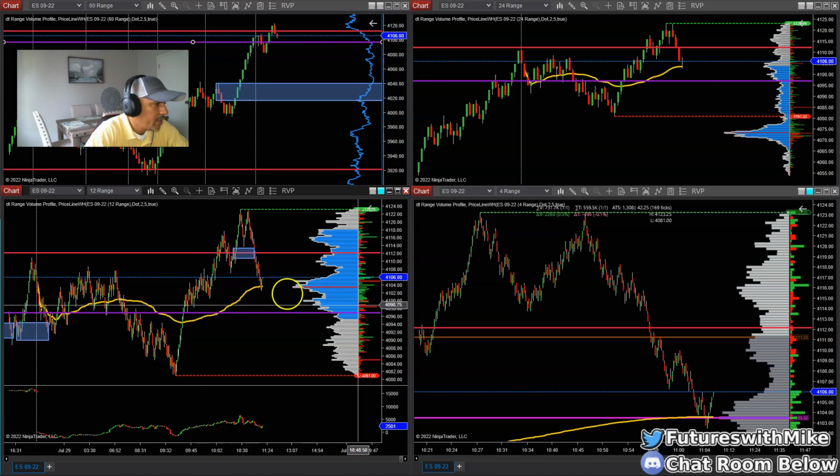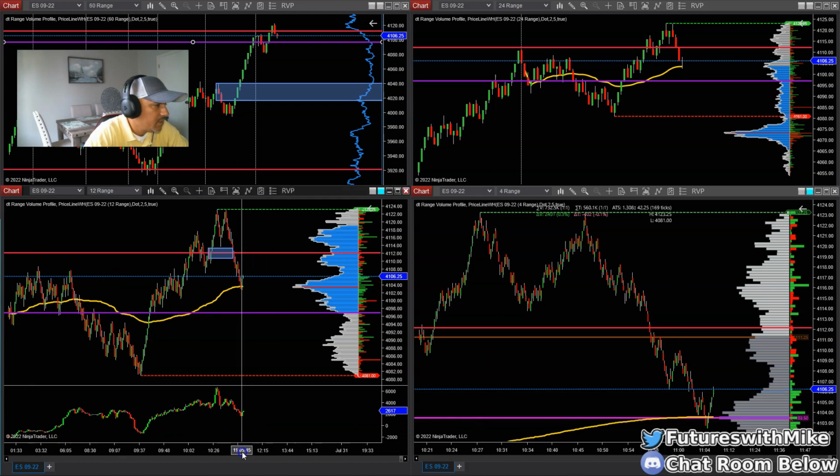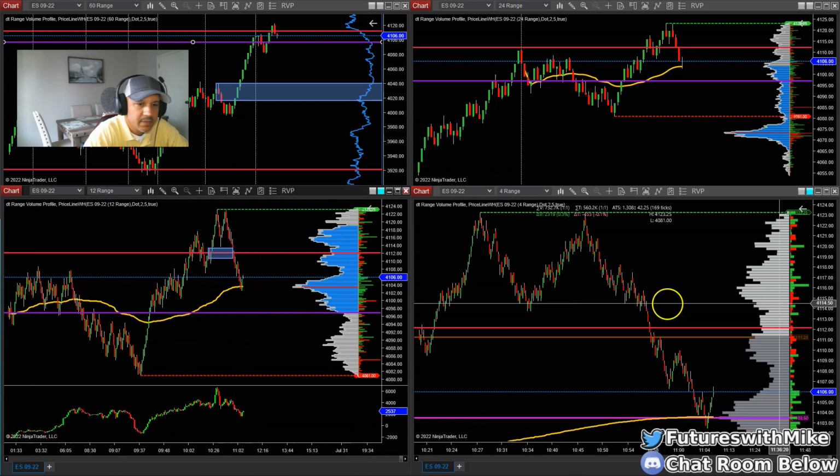Yeah, little area right here. Price is bouncing off of it. So we'll see here. Okay, gotta be careful though because we have resistance right above us. So gotta be careful.